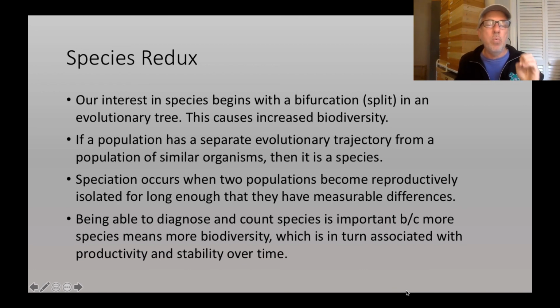Tomorrow we're going to look at where species are located in the world, and then we're going to go on and look at extinction.